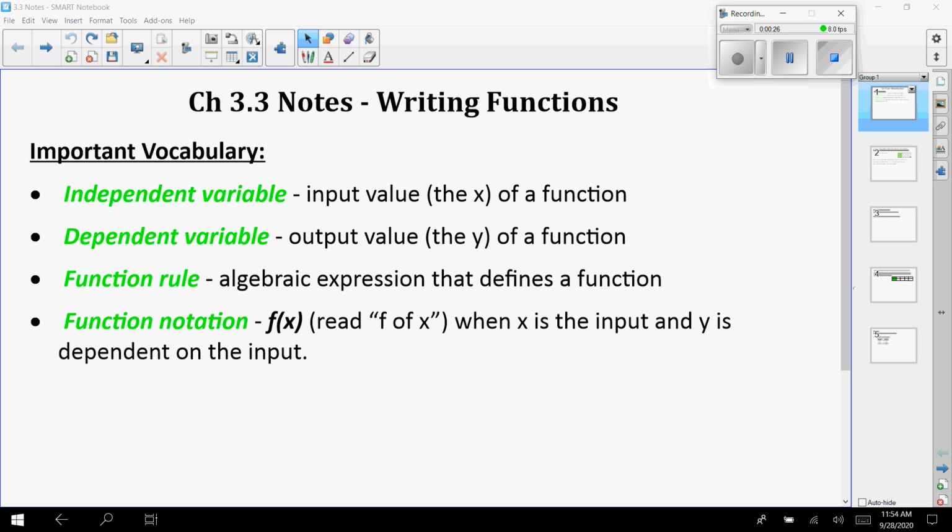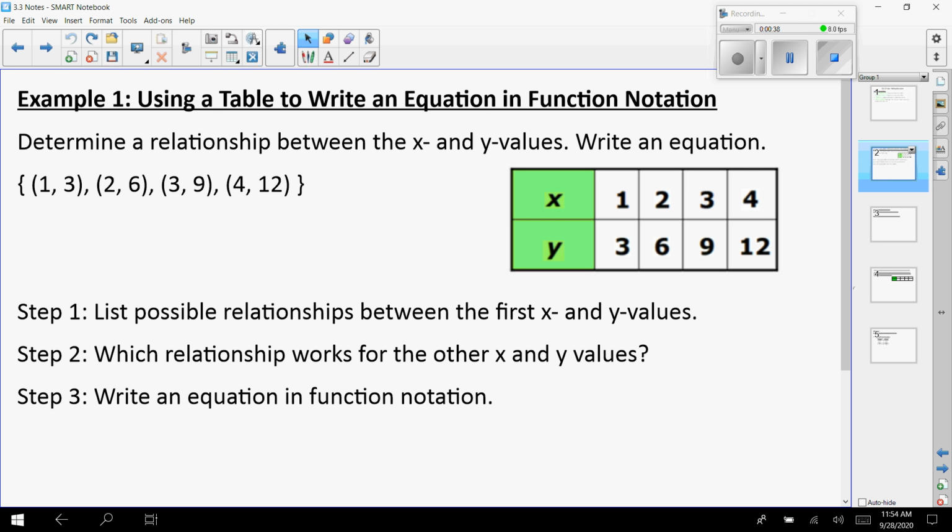And the function notation, which is f of x, tells you when x is the input and y is dependent on the input. The first example is using a table to write an equation in function notation. We need to determine a relationship between the x and y values and then write an equation.